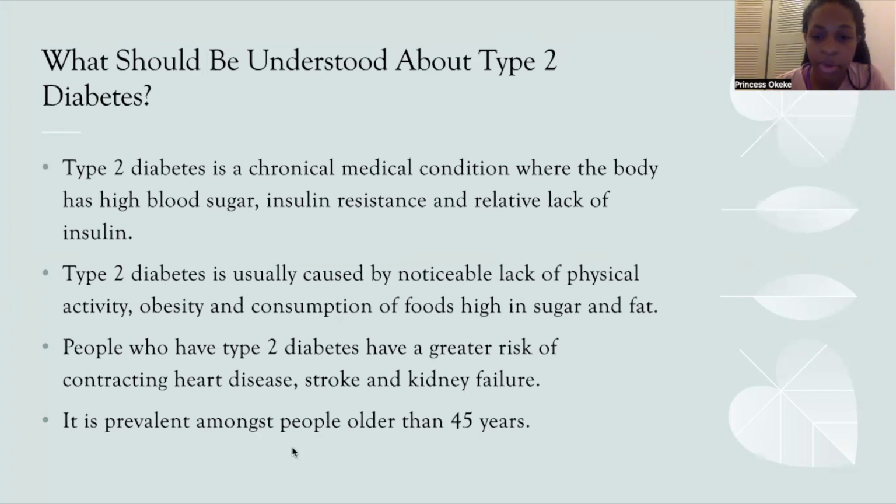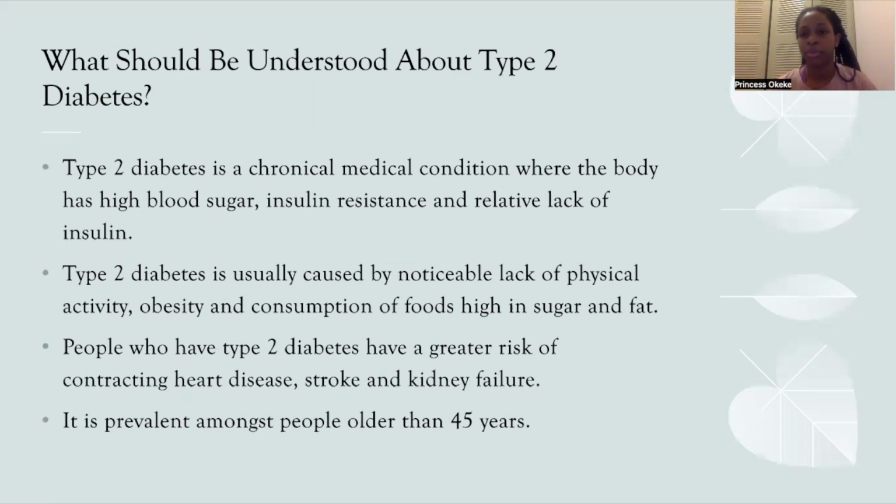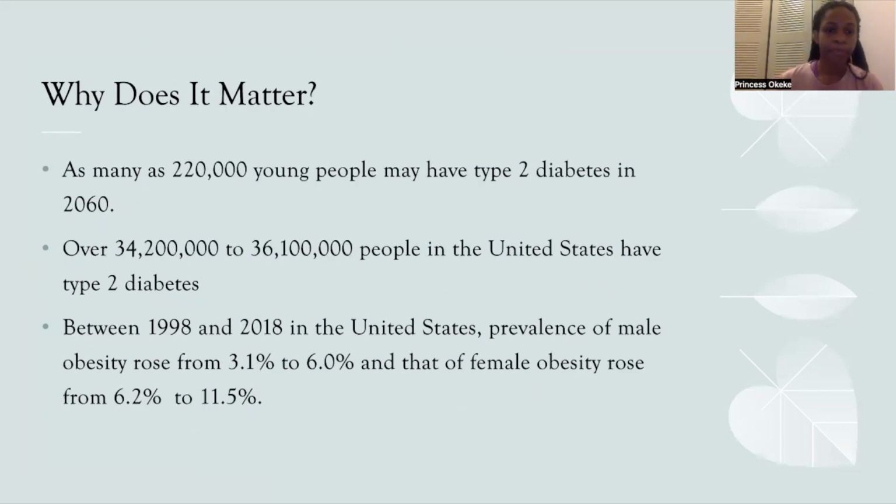It is prevalent amongst people who are older than 45 years, though young people and children can have the disease. Now, why do we care about it? As many as 220,000 young people may have type 2 diabetes in 2060. 1 in 10 Americans actually have diabetes, and 90 to 95% of those cases are type 2 diabetes. And between 1998 and 2018, the prevalence of male obesity rose from 3.1% to 6.0%, and that of female obesity rose from 6.2% to 11.5%.